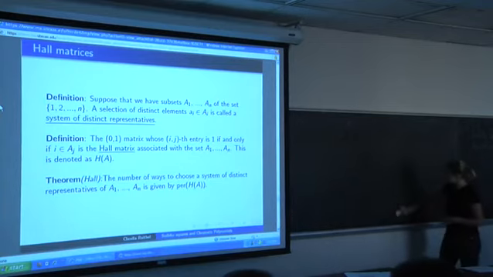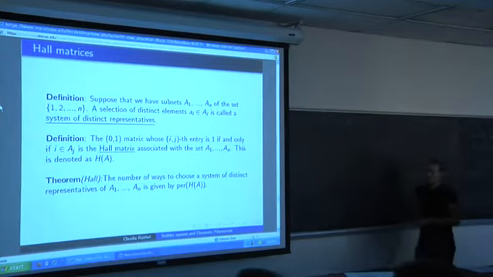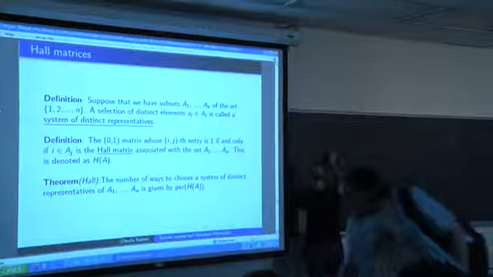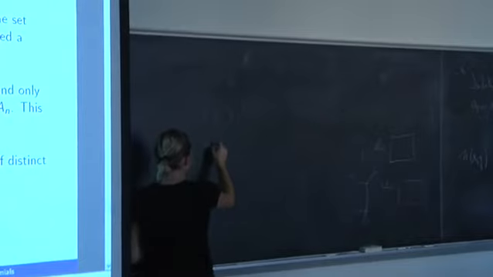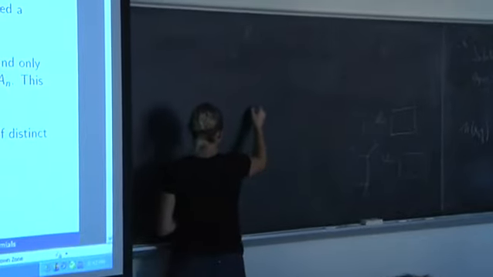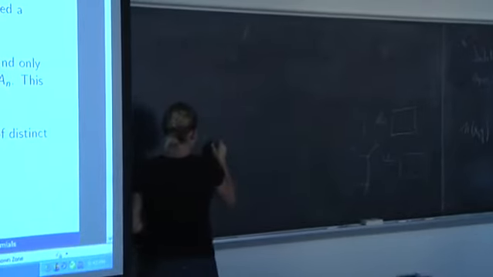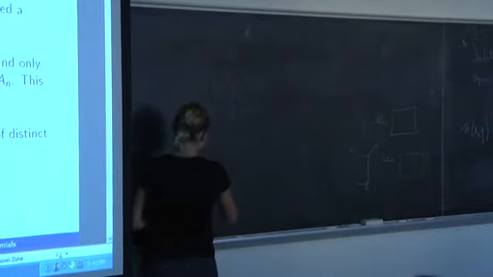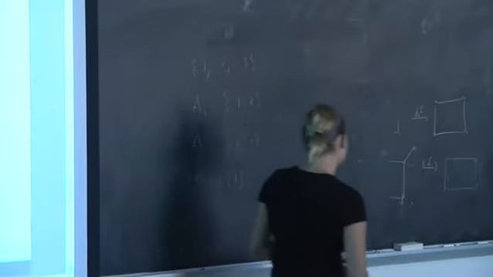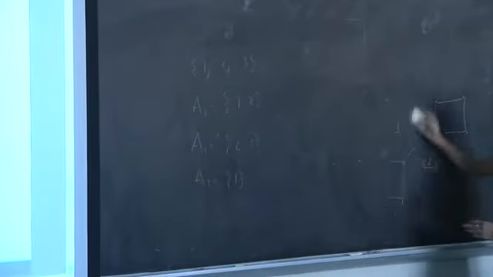Say that I have integers 1 through 3. So I have 1, 2, 3. And I have sets A1 is equal to {1, 2}, A2 is equal to {2, 3}, and A3 is equal to {1}. Okay. So what's the associated Hall matrix?